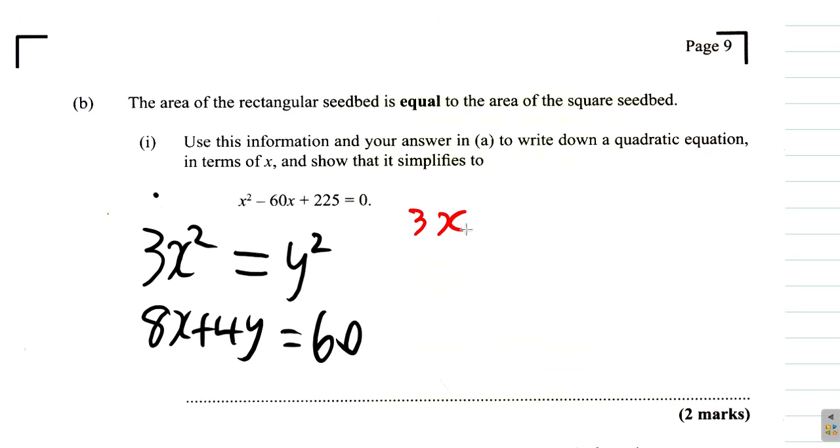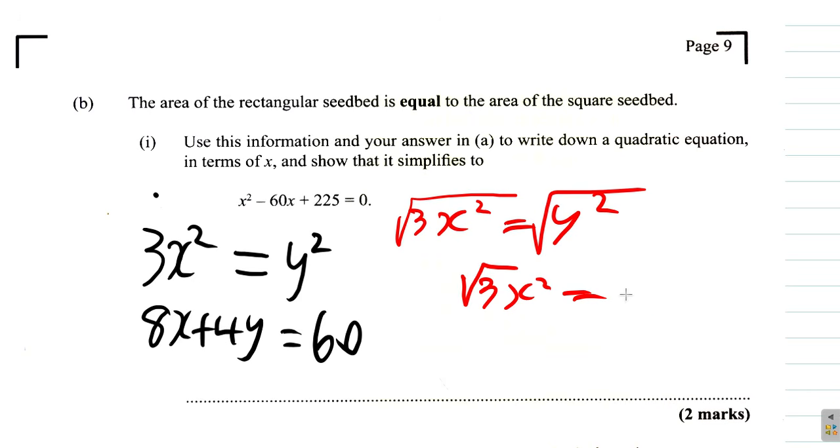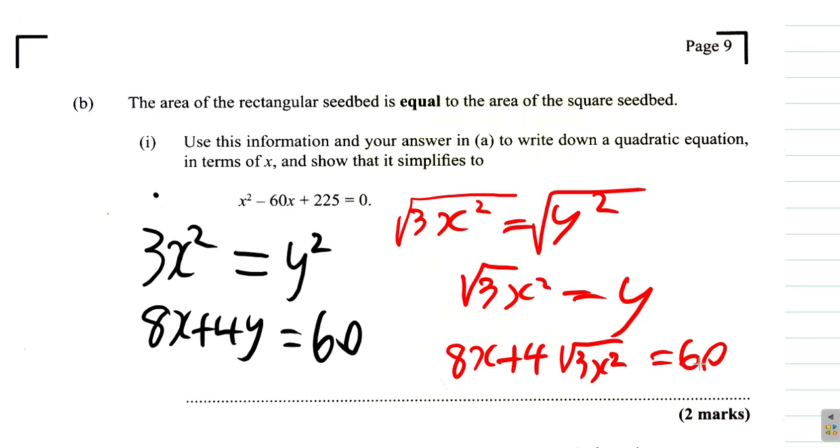So you have 3x squared equals y squared, and you could say you find the square root of both sides, and it would be the square root of 3x squared equals y, because the square root of y squared is y. And then you substitute it in here, and you say 8x plus 4 times y, but y is the square root of 3x squared, equals 60. This looks a bit awkward.